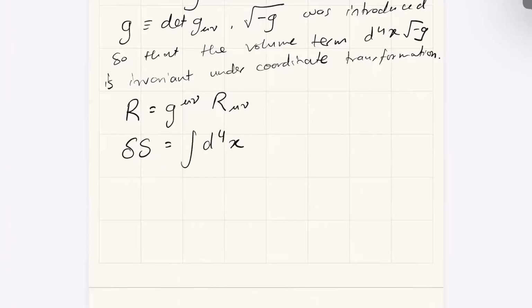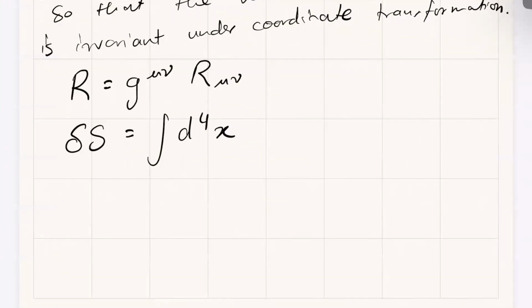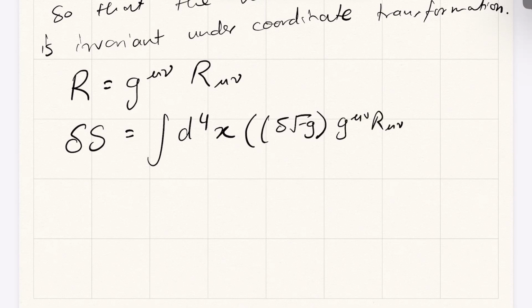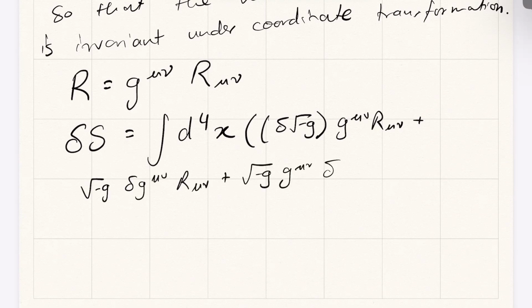and this would equal the variation of this term again. I wrote the Ricci scalar as the contraction of the Ricci tensor with the metric. So once you vary it, this is what you are going to get.